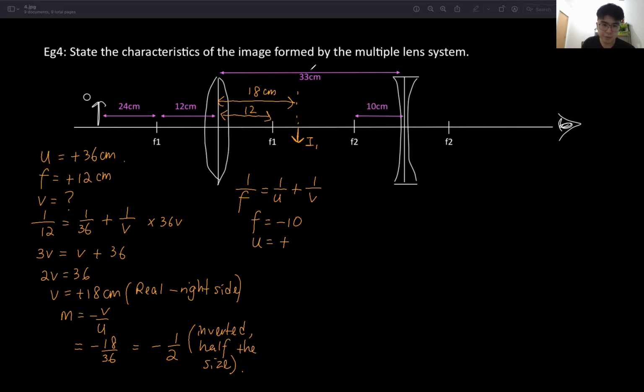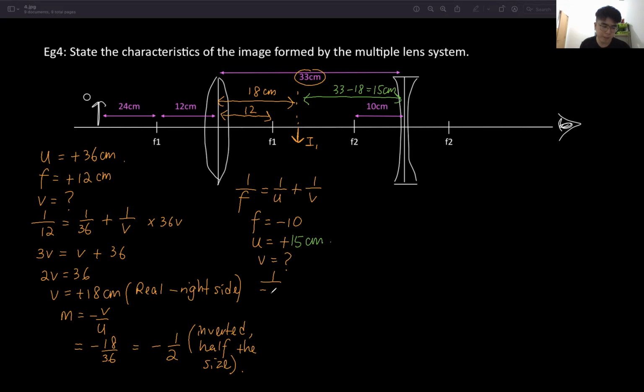33 minus 18, right? So you get this distance over here. Over here, 33 minus 18, sorry. So we get 15 cm. So it's a plus 15 cm. Okay, and v, we don't know the v.